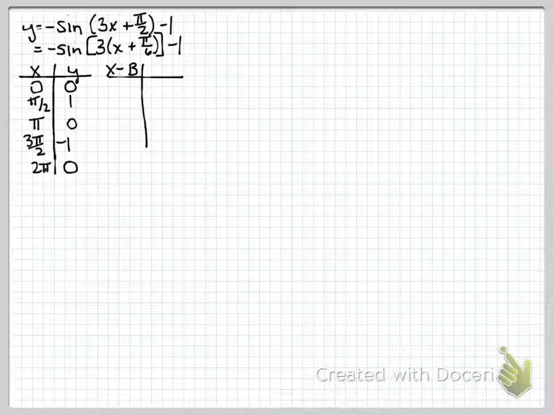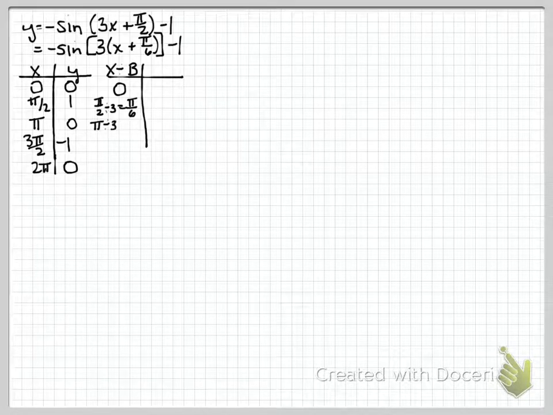So we're going to take all our x values, and we're going to divide them by 3. The first one is 0 divided by 3. That's pretty straightforward, that's just 0. Pi over 2 divided by 3 is going to become pi over 6, because remember, dividing by 3 is the same as multiplying by 1/3. Pi divided by 3 is pi over 3.